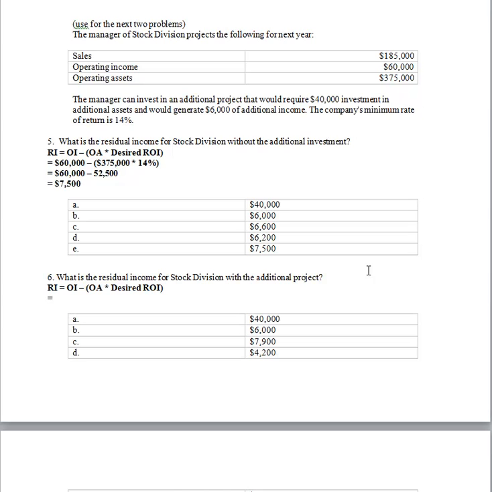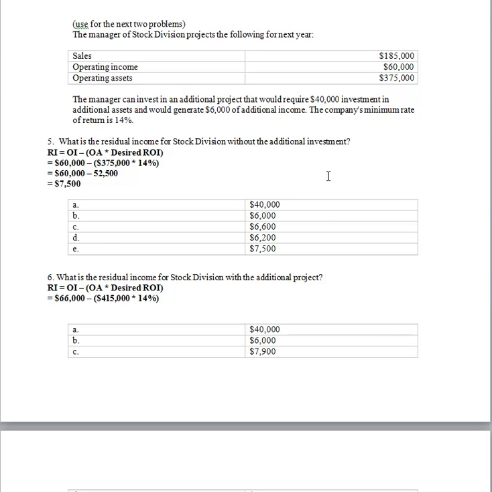So now that we take on this new asset, our operating income is going to be $66,000, because the original income is 60 plus an extra 6, so the total income if we accept the new project is 66,000. Then same thing for the operating assets. The original operating assets were 375. We're going to add another asset that's 40,000. So 375 plus 40,000 gives you the new assets, which are 415. So your new asset base is 415,000.